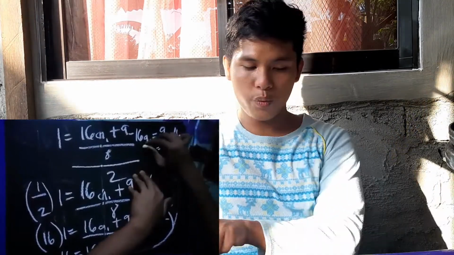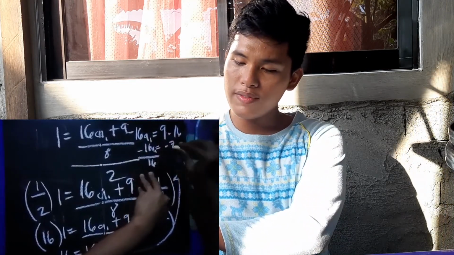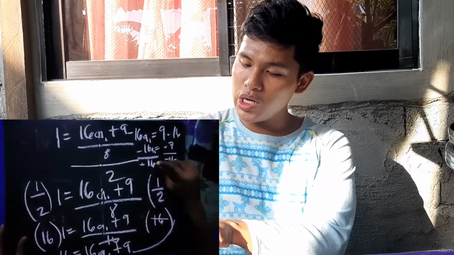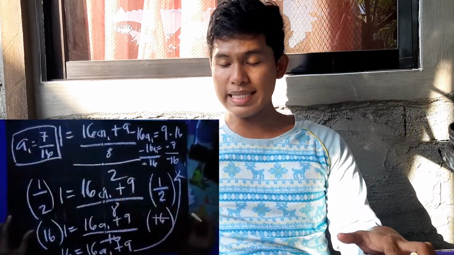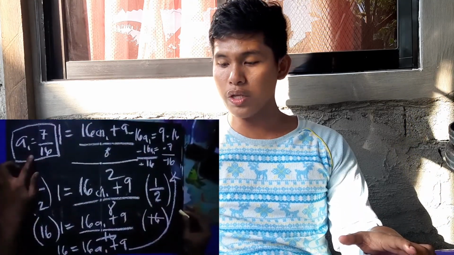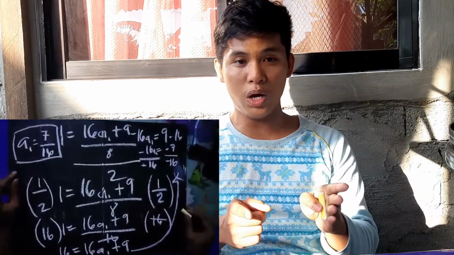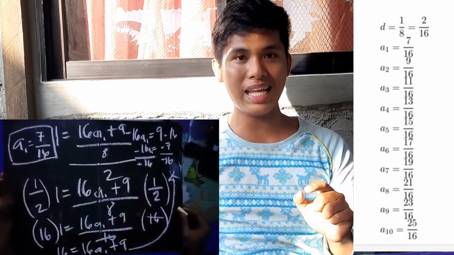And then after that, we're going to divide by negative 16 to cancel this negative 16a1 here. So the answer is a1 is equal to negative 7 over 16. So the first person would receive 7 over 16. And then if you add 7/16 plus 1/8, that would be the second one, and then the third one, the fourth one, until the tenth.